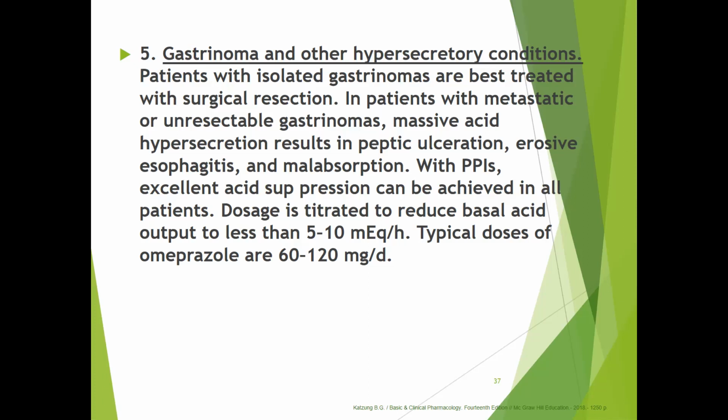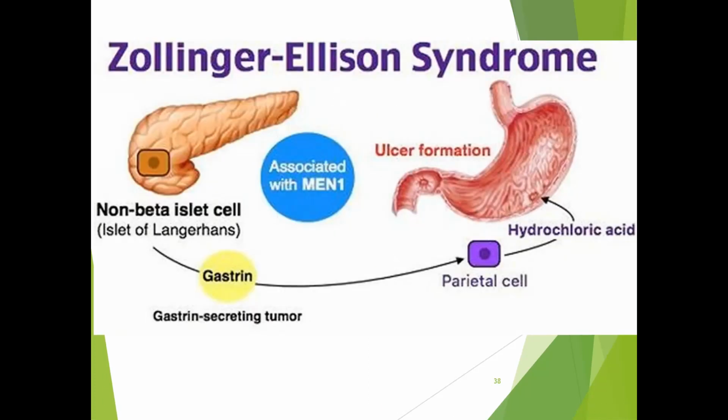Dosage is titrated to reduce basal acid output to less than 5 to 10 milliequivalents an hour. The typical dose of omeprazole is 60 or 120 milligrams per day.